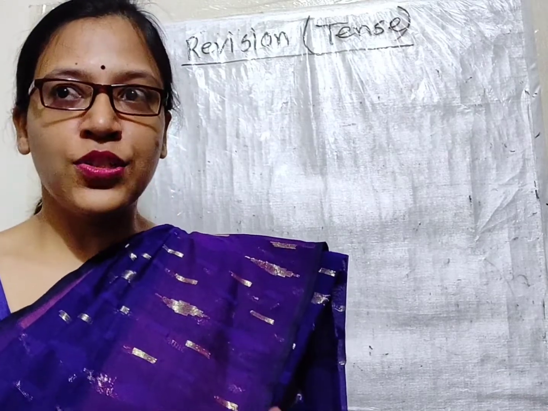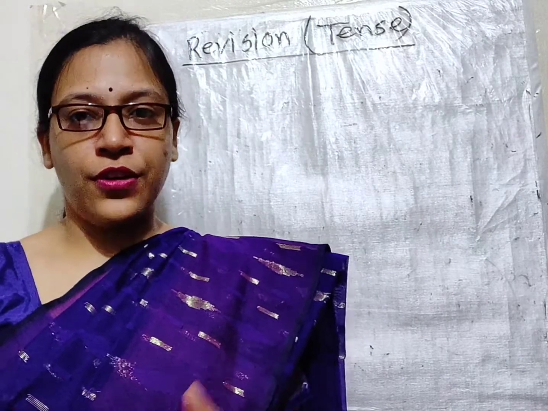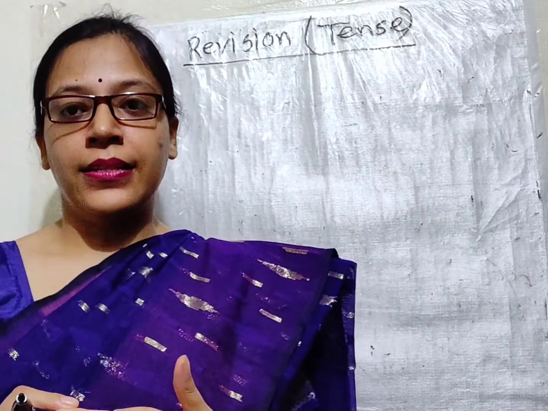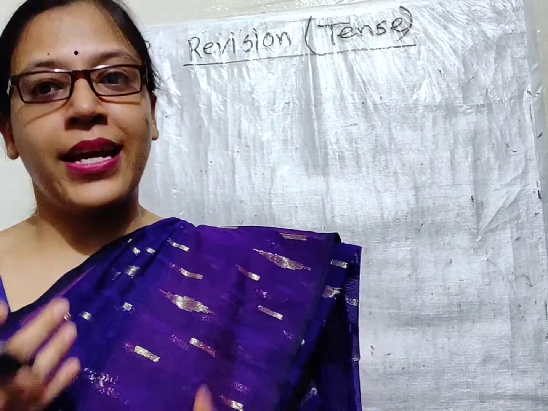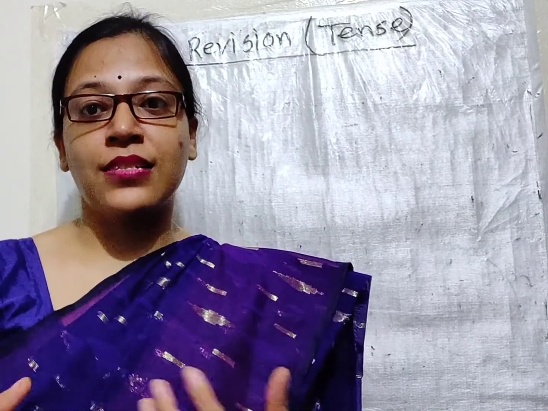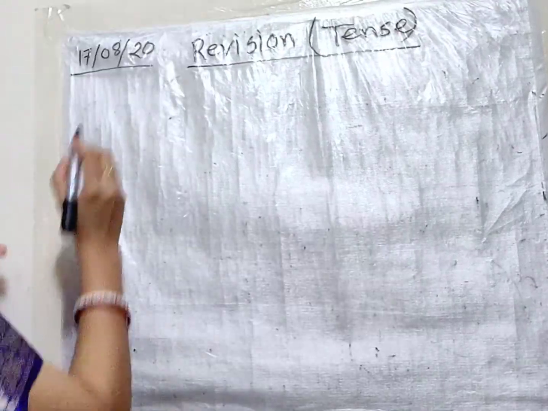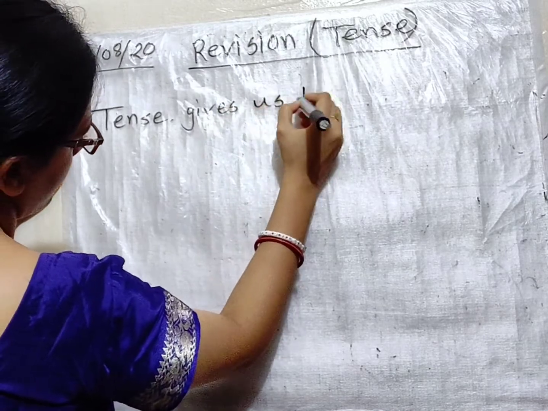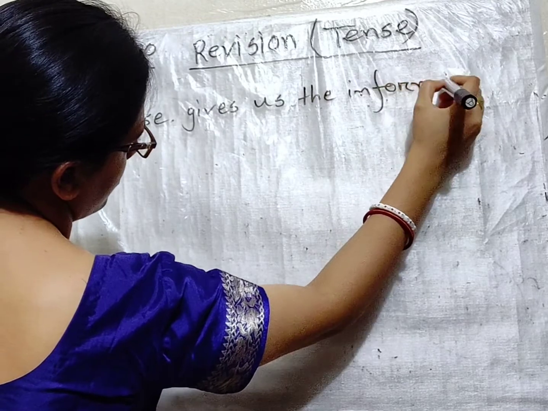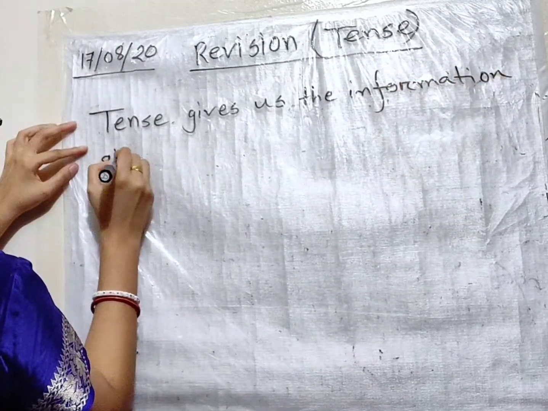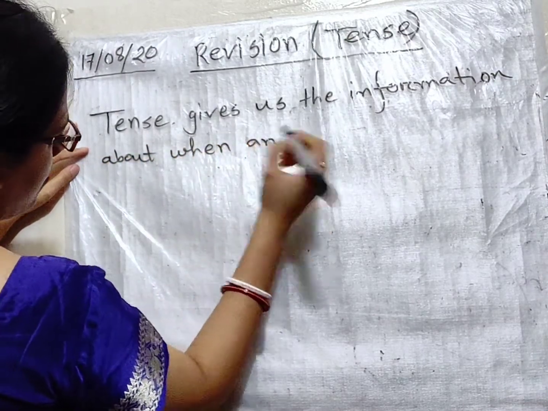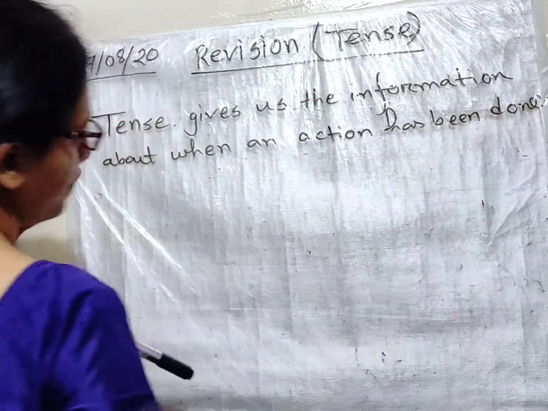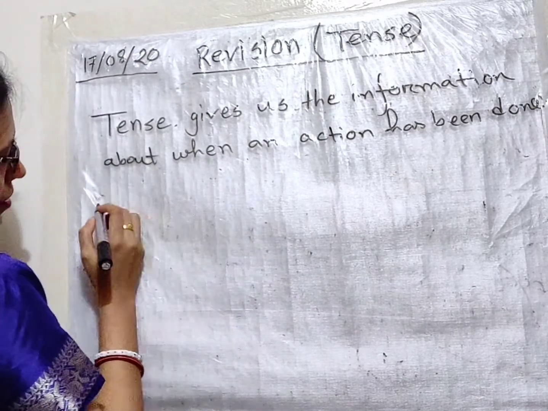To do that, tense usually changes the form of the verbs. For this purpose, we usually have three forms of a single verb, right? By using these three forms of a verb, we can easily express the time when the action has been done. Okay, so let's see.